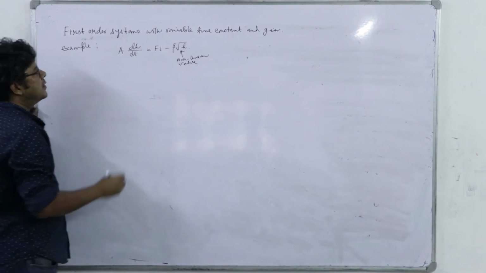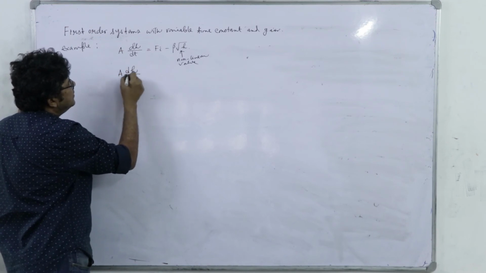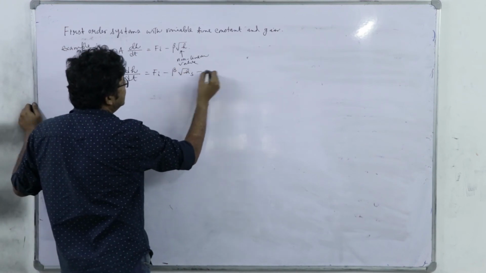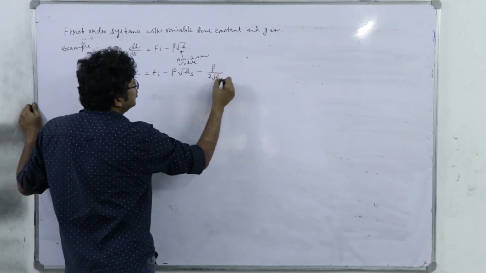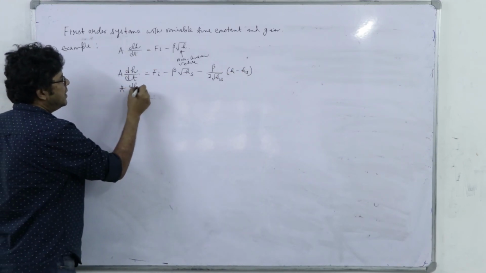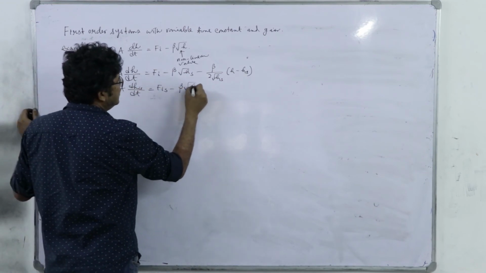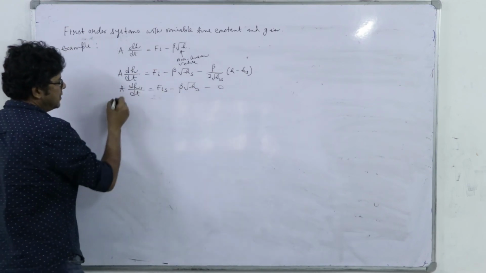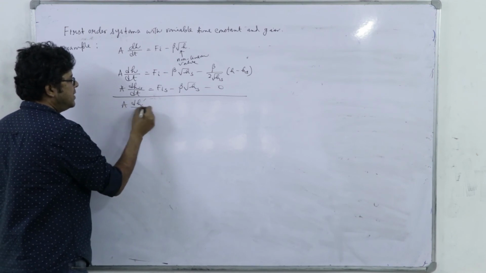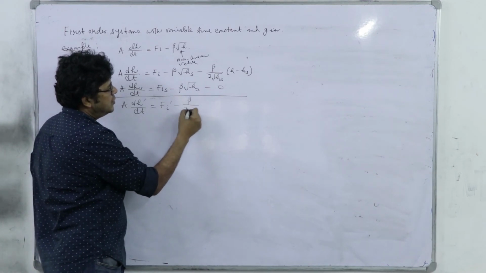Right. So as the valve is non-linear, we have to linearize it. So A dH/dt is Fi minus beta root hs minus beta by 2 root hs times (h minus hs). The steady state equation is A dHs/dt = Fis minus beta root hs, which equals 0, because h is equal to hs. So if you subtract, we get A dh'/dt is equal to Fi' minus beta by 2 root hs into h'.